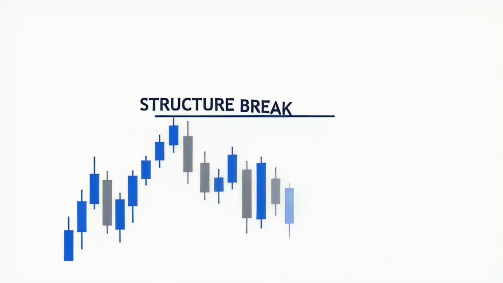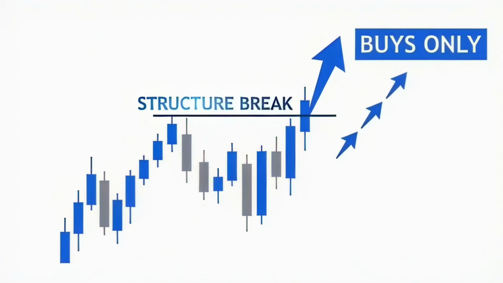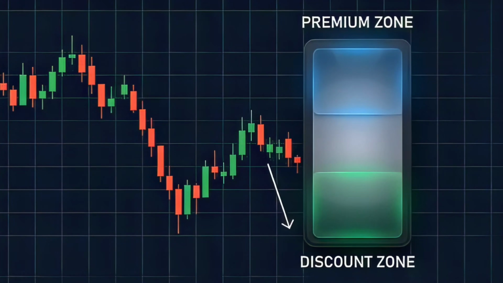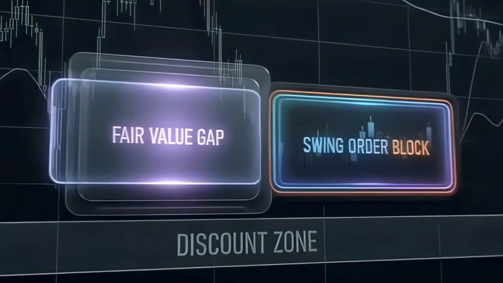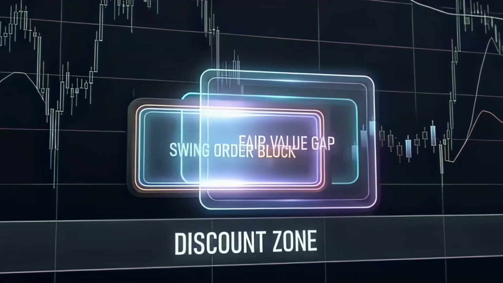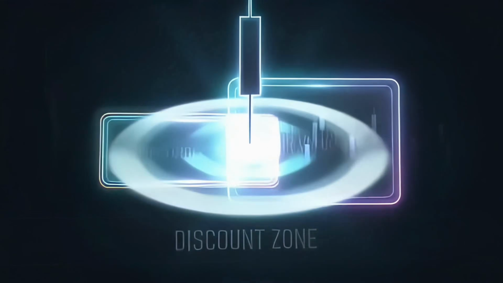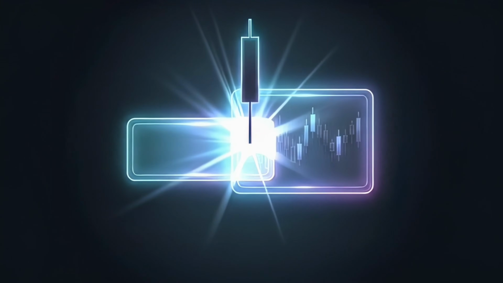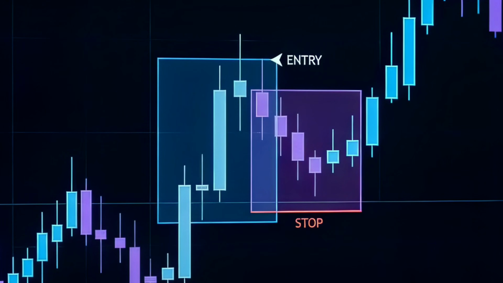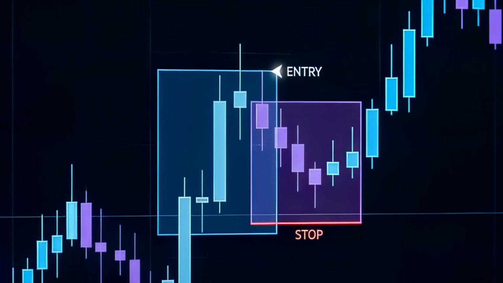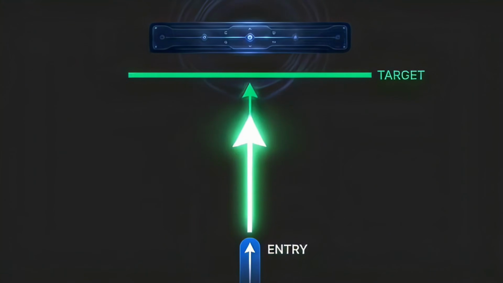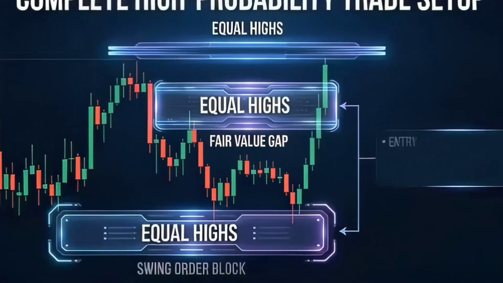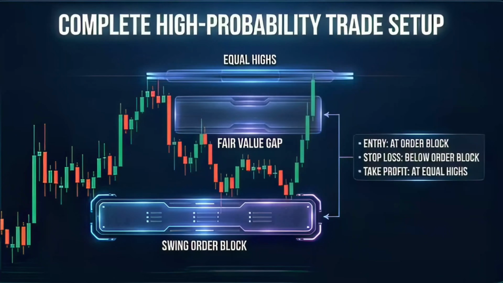Swing structure has just broken upward, so you are looking for buys only, and you ignore every short setup on the screen. Price then pulls back and drops into the lower third of the range, so you are now shopping at a discount rather than paying premium. Inside that pullback there is a swing order block, and a fair value gap sitting right on top of it. 2 separate reasons for price to react in the same small area. Price taps into that overlap. You enter there, put your stop just beyond the far edge of the zone where the idea would clearly be wrong, and you target the equal highs sitting above, because that is where the resting orders are waiting. That is a complete trade, start to finish, using nothing but the free indicator.